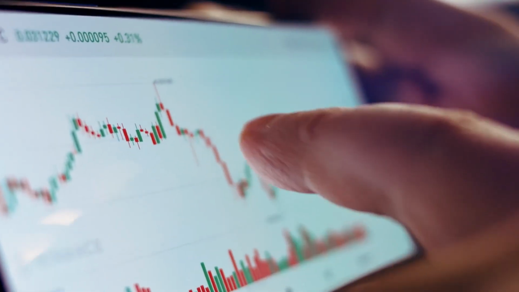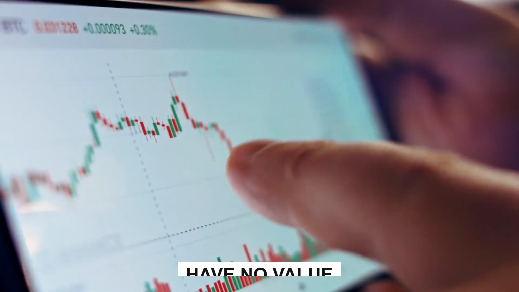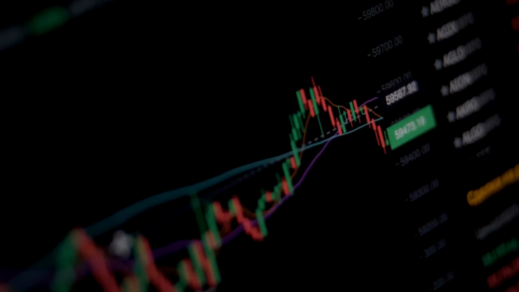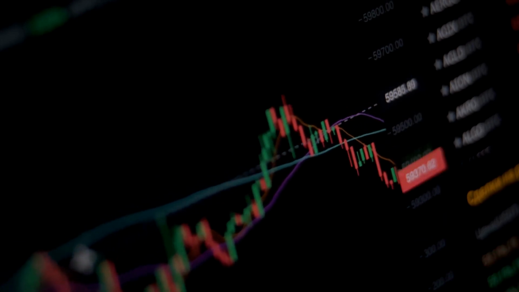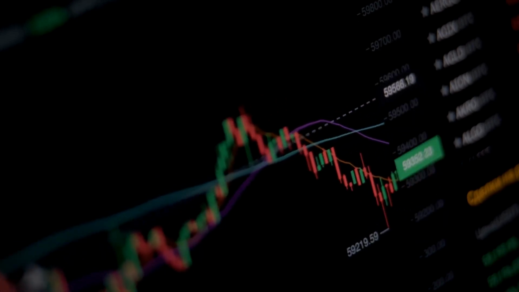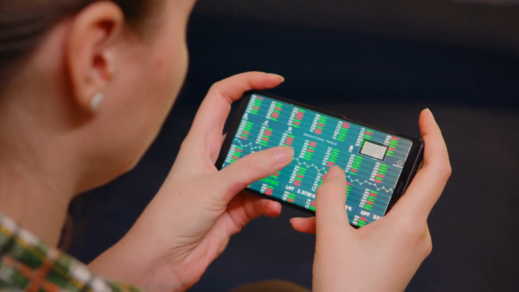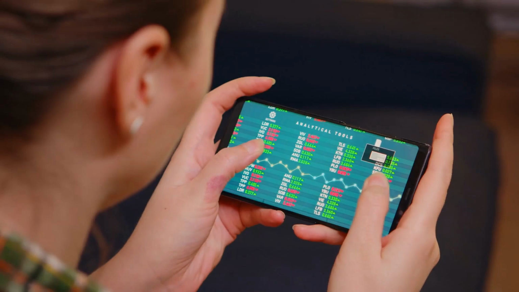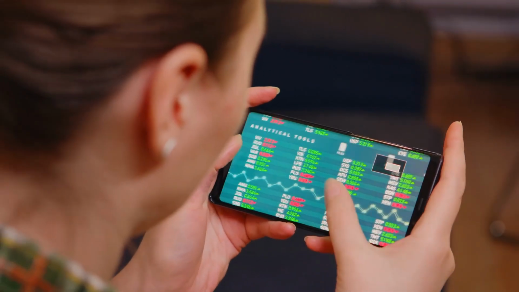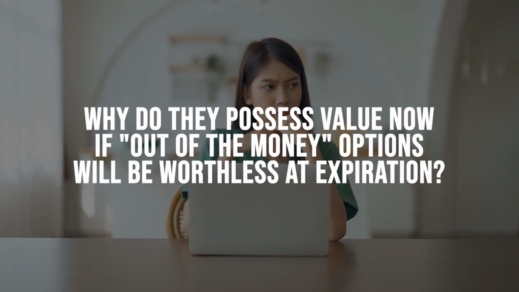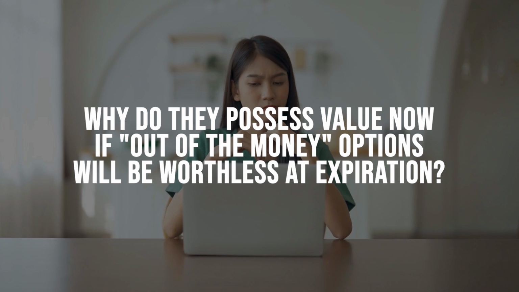As you can observe, all the out of the money options have no value. To summarize, at the expiration date, in the money options will be worth the difference between the strike price and the stock price, while out of the money options will be worthless. However, when we look at options that have more time until expiration, even the out of the money options still hold value. This might lead to the question, why do they possess value now if out of the money options will be worthless at expiration?